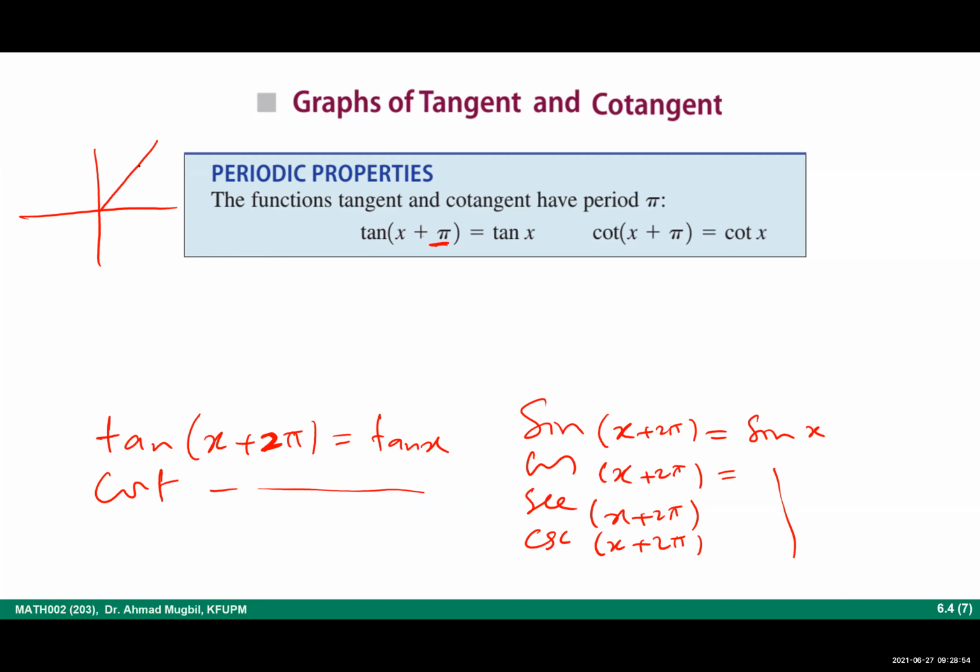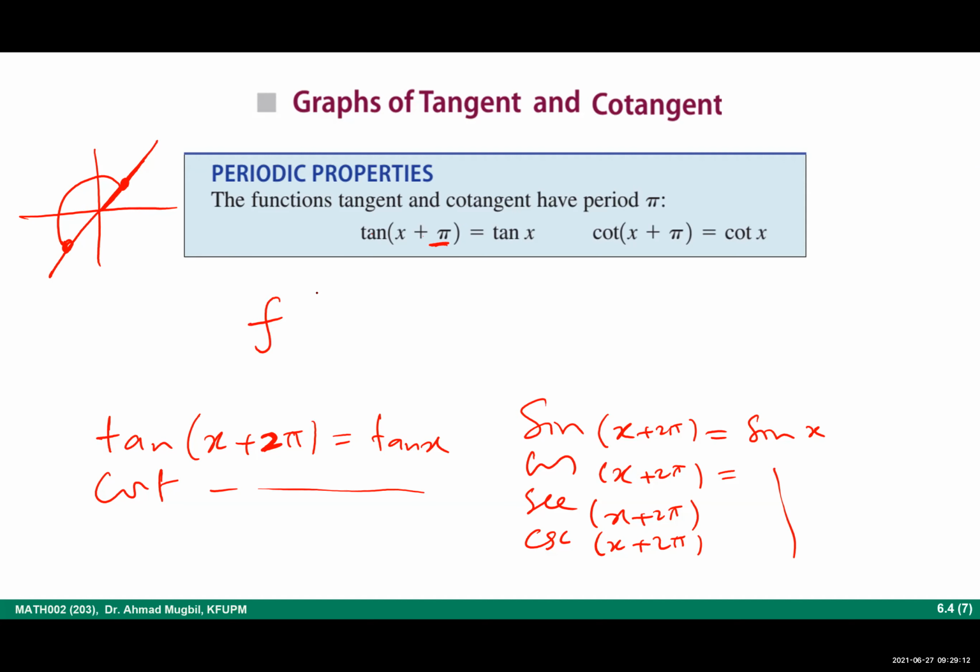If your angle is here, and you add pi, it will be where? It will be here in the third quadrant. And you know that in the first and in the third, tan and cotan are the same. They have the same value and the same sign. Both are positive.